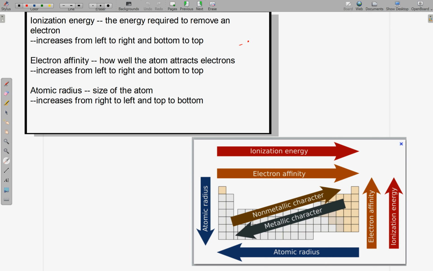periodic table. Atomic radius is the size of the atom, and so it increases from right to left and from top to bottom. So francium is a big element. Something like helium is a very small element. Okay.